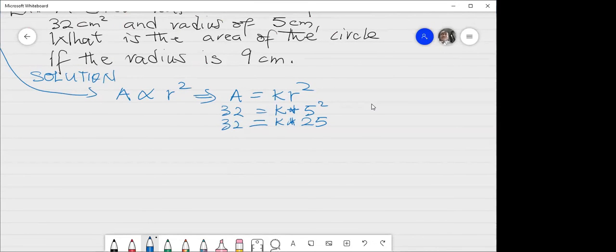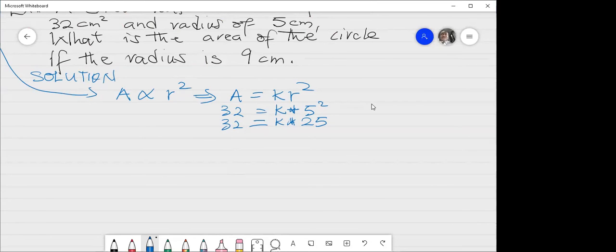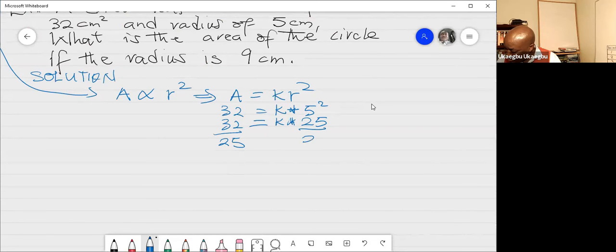Divide both sides by 25. You divide them by 25 and you divide them by 25, and that will eliminate this. So you have your K to be 32 divided by 25. So K is equal to 32 over 25. If you like, you can put it in decimal.